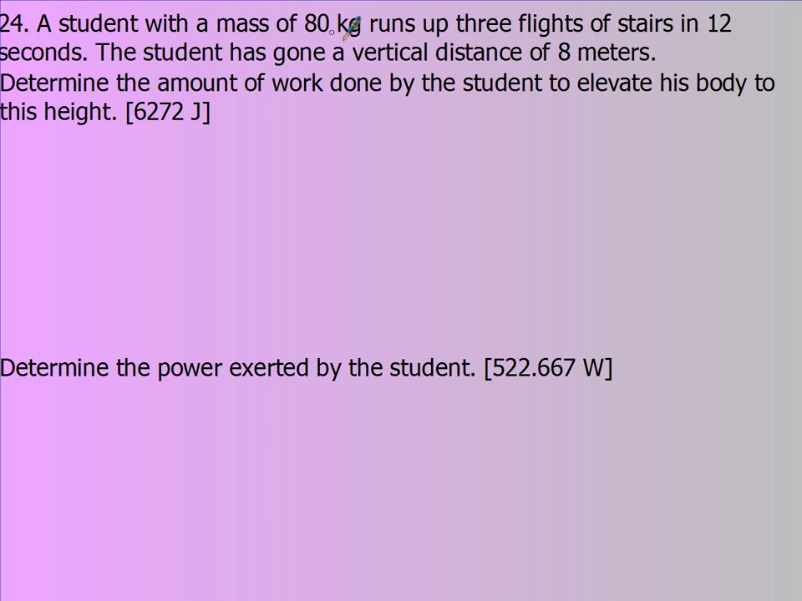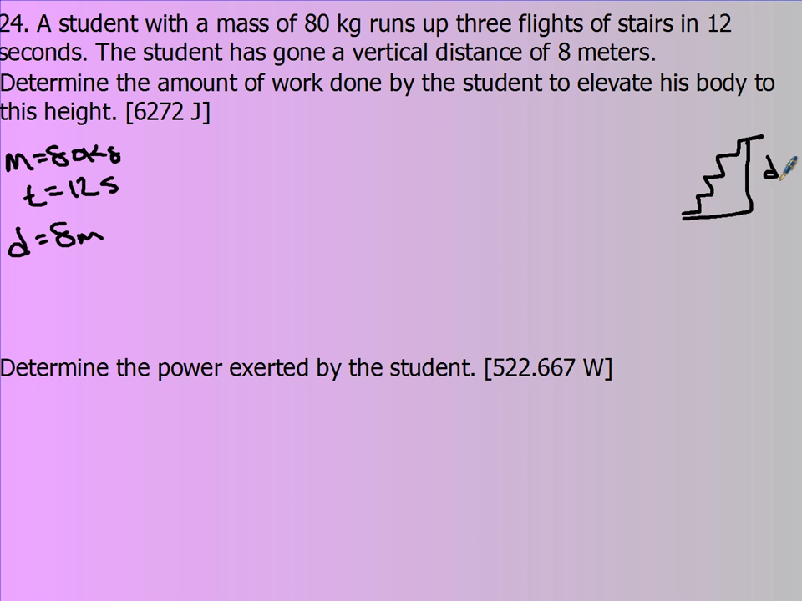All right, a student of mass 80 kilograms runs up 3 flights of stairs in 12 seconds. The student has gone a vertical distance of 12 meters. Determine the amount of work done by the student to elevate his body to this height. Mass is 80 kilograms. Time is 12 seconds. And then d is 8 meters. Remember the diagram from the lab. This is the distance you covered. Here you are, you're happy, you're down here, you're smiling, then you run up, and then you're out of breath. You're tired at the top.